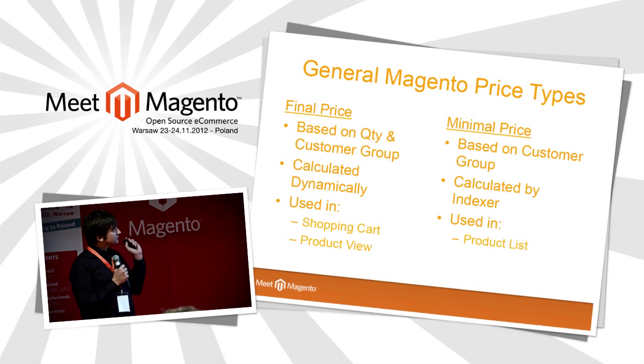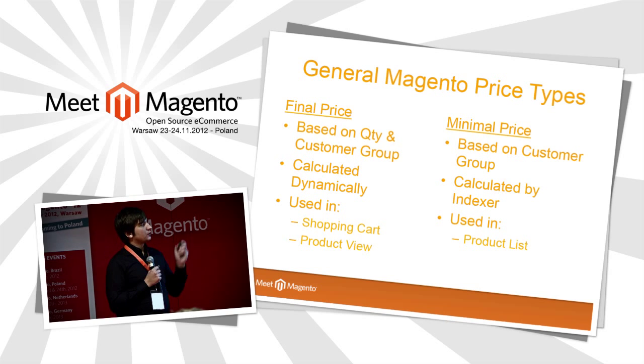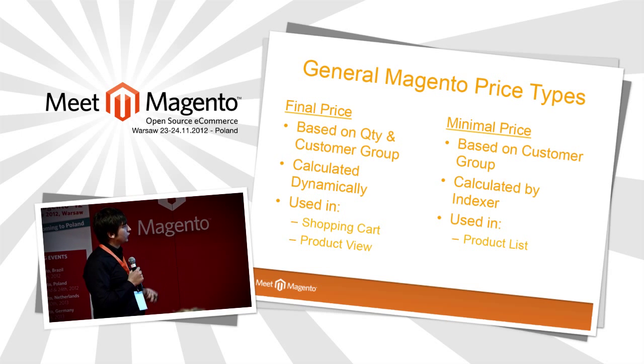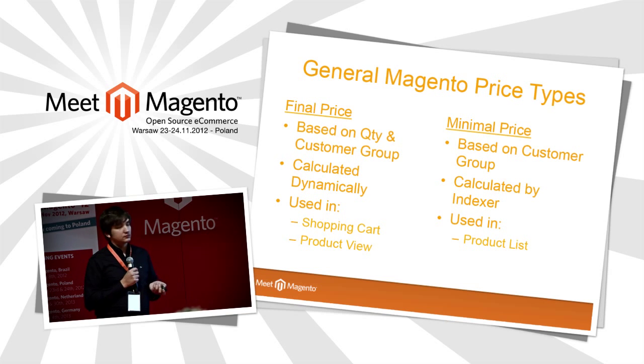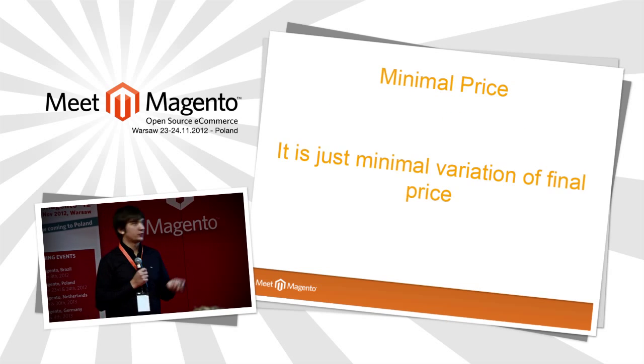Okay, final price is based on quantity and customer group, and minimal price is based only on customer group, because minimal price is the minimal final price itself. Also, final price is calculated dynamically, but minimal price is calculated by the indexer. So it's already pre-calculated when you see the products. Final price is used in the shopping cart and on the product view page. But minimal price is used only in product listings, when you need to display a lot of products and you don't need to spend time on calculation of the final price.